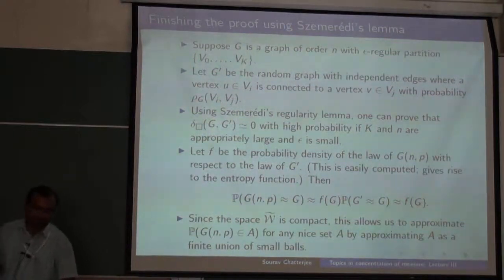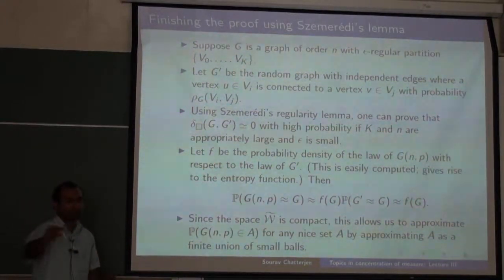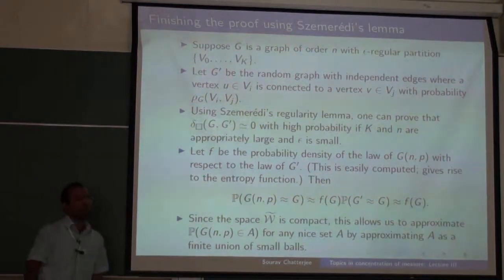That is, you first take the space. You want to compute this probability that G(n,p) belongs to a set A. And divide up A into little balls, and within each little ball, you find out the probability that G(n,p) belongs to this little ball around a fixed graph G by this trick, and Szemerédi's lemma, and that gives you the result. Okay, any questions?